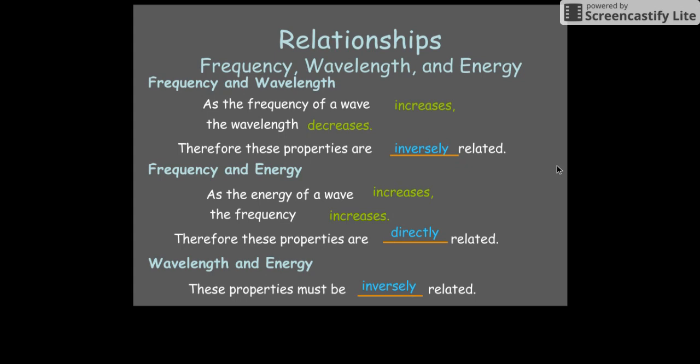Now, frequency and energy: as the energy of a wave increases, the frequency of that wave must also increase. Because as the energy increases, we know that the frequency increases, which means the wave is happening more frequently over a period of time. Those are directly related to one another. Now, wavelength and energy. These two properties are inversely related. I didn't give you an answer to this part or an explanation. I'd like you to describe that in your own words before we meet again, okay?